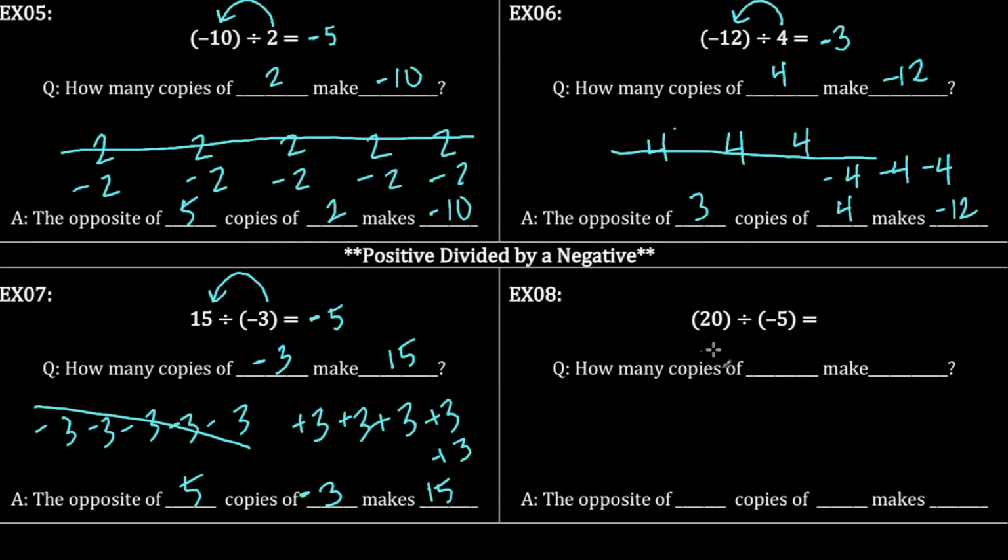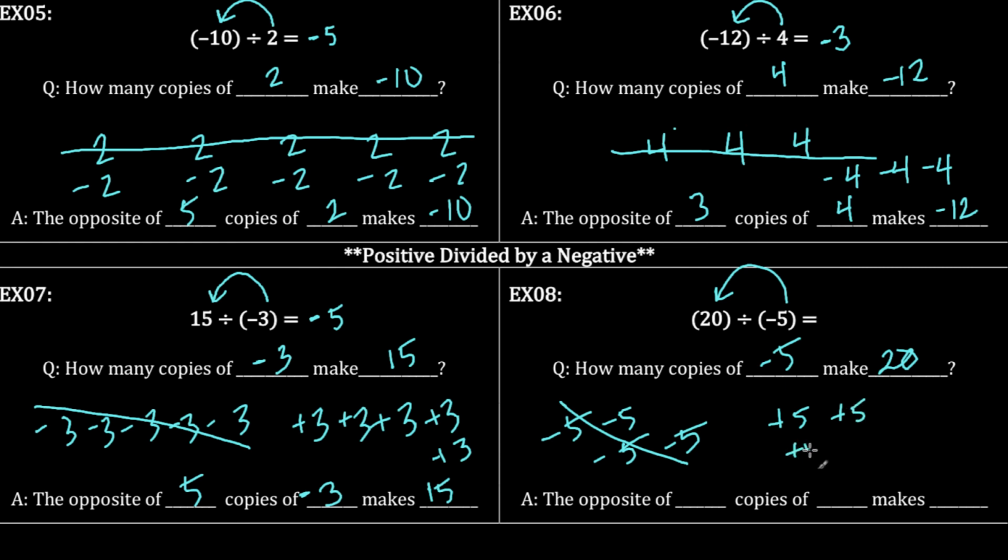And finally, how many copies of negative 5 fit into positive 20? Well, we know once again, this would not work because this would give us negative 20. We need the opposite of 4 copies of negative 5 in order to make 20. So 20 divided by negative 5 isn't 4, it's negative 4.